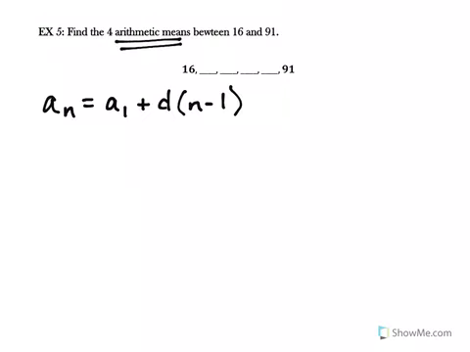So we want to go ahead and label these terms and then use our explicit formula here to solve for the common difference. We want to solve for the common difference and then apply that common difference here and continue to apply it so that we can solve for these missing values.